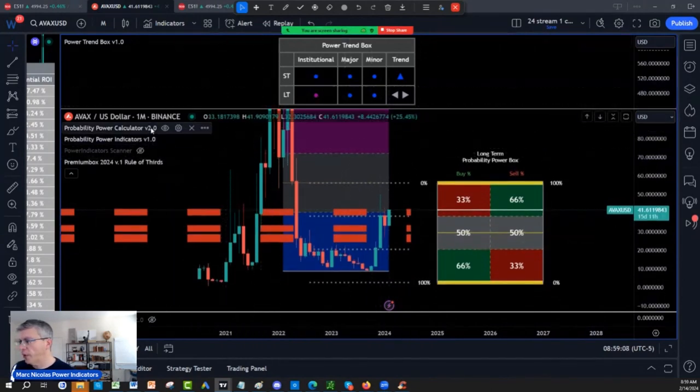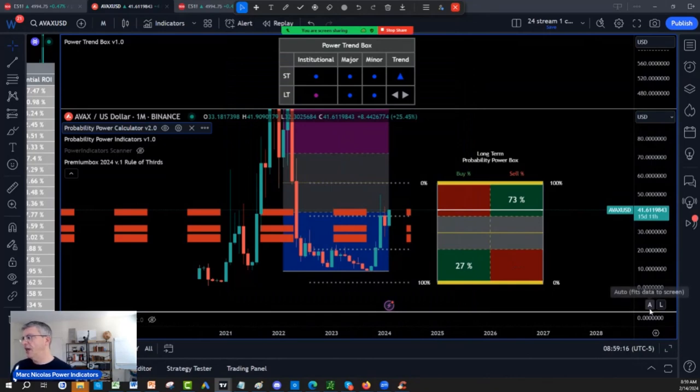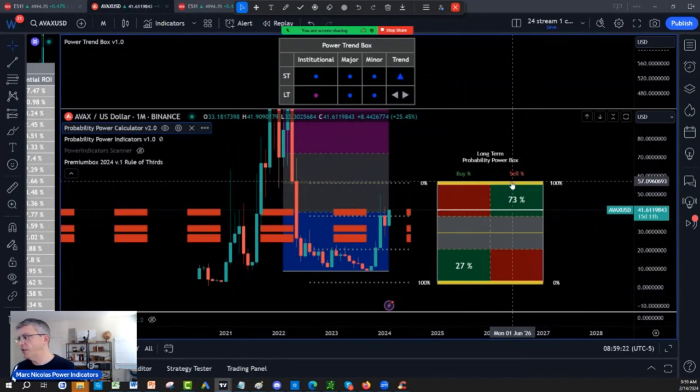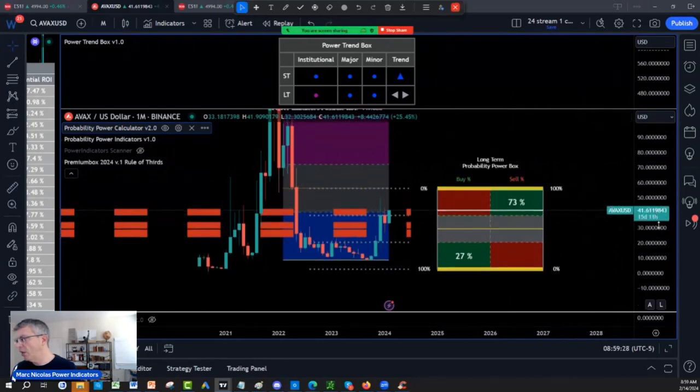Look, if I change the probability calculator from our patent tool, I go here, I change the divisions to real percentage on AVAX, and I still am climbing slowly but surely towards the top here of the 57 target. Then I have a 71 target, and then I have a final target at 103 on AVAX.